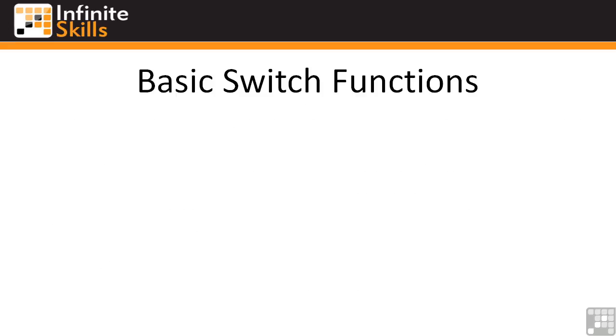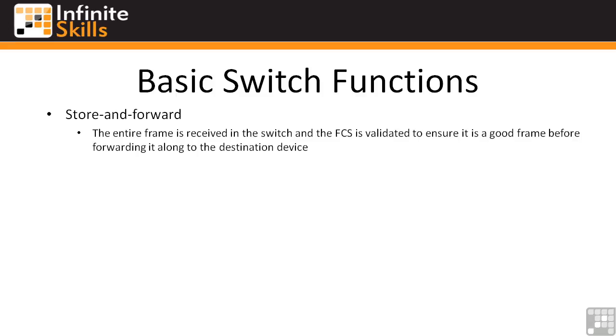So let's talk about these three forwarding modes. The first is the store and forward forwarding mode. In the store and forward mode, the entire frame is received in the switch, and the FCS, or the frame checksum, which you'll recall when we looked at the diagram of the layer 2 frame, the FCS is validated to ensure it's a good frame before forwarding it along to the destination device.